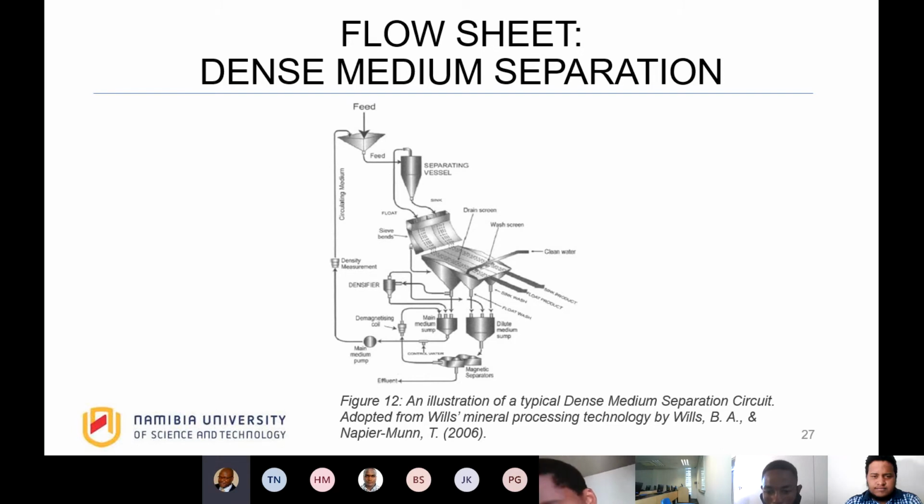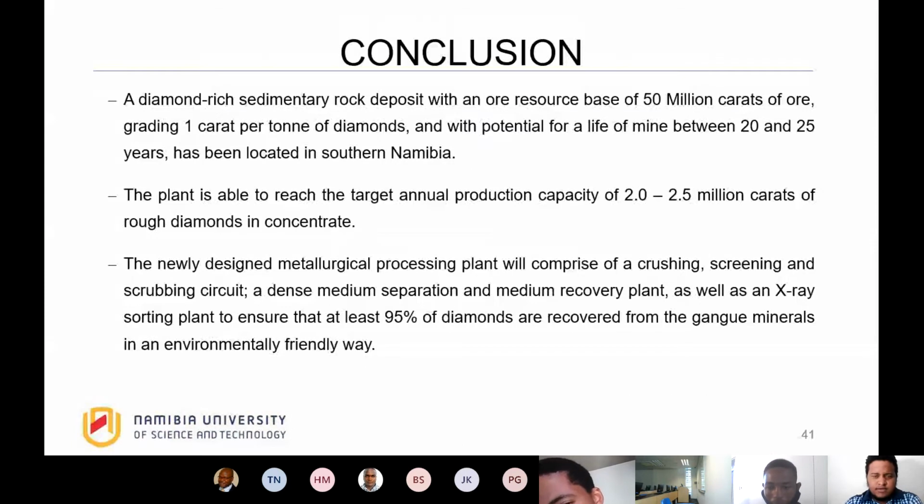Can you move to the conclusions? The conclusion slide. Can you see? No, it's not. Oh yeah, okay. Yeah.